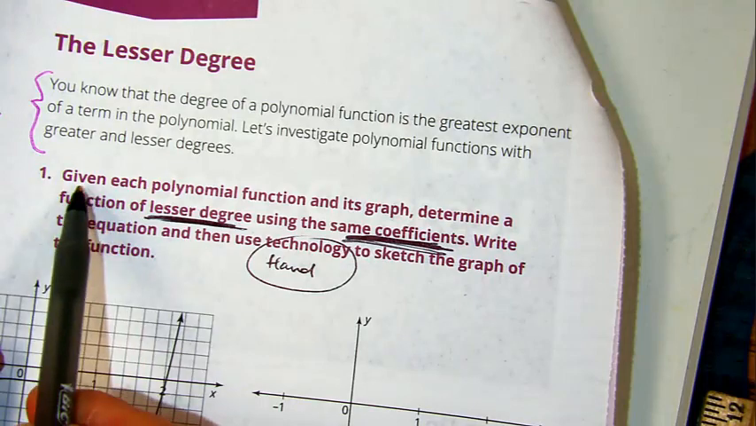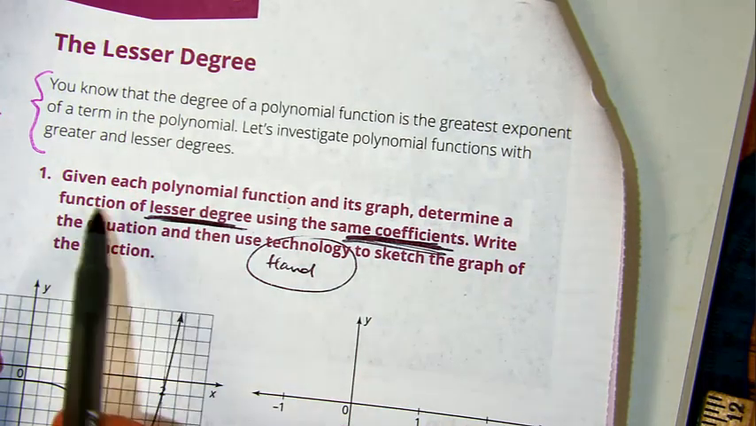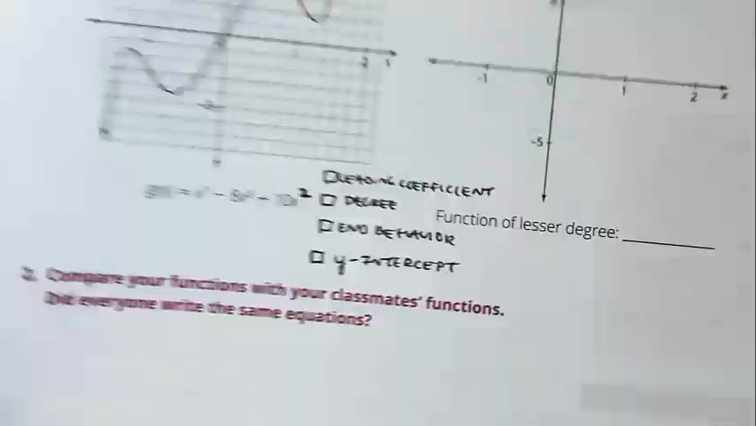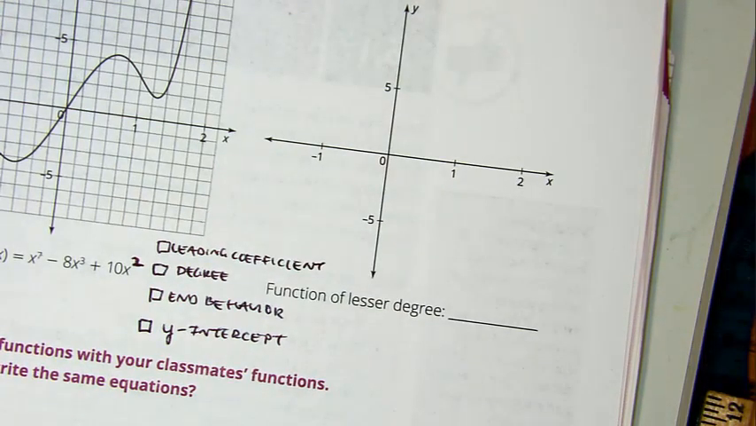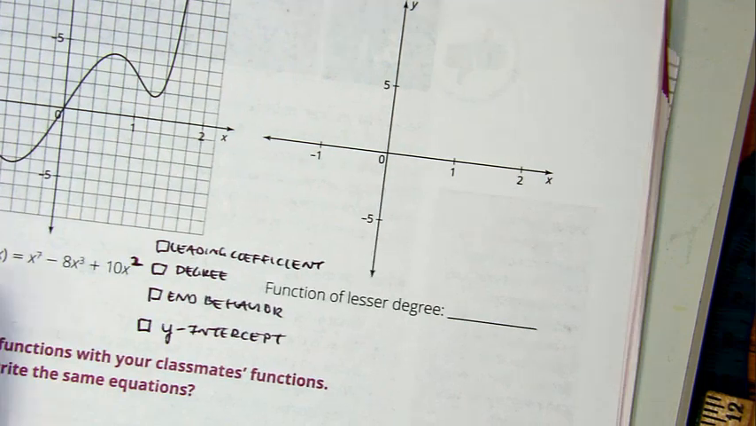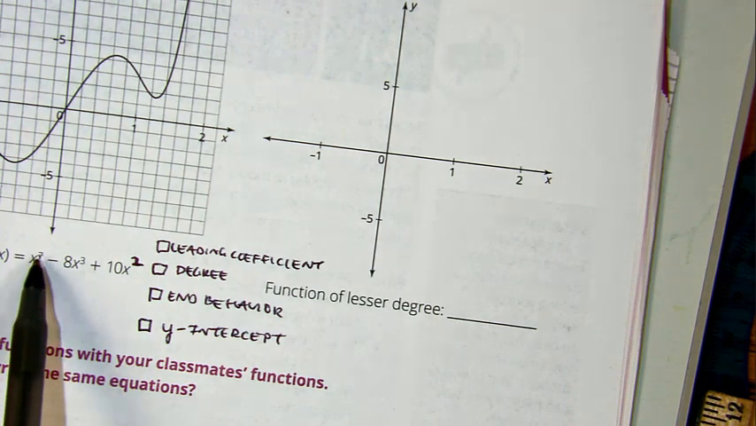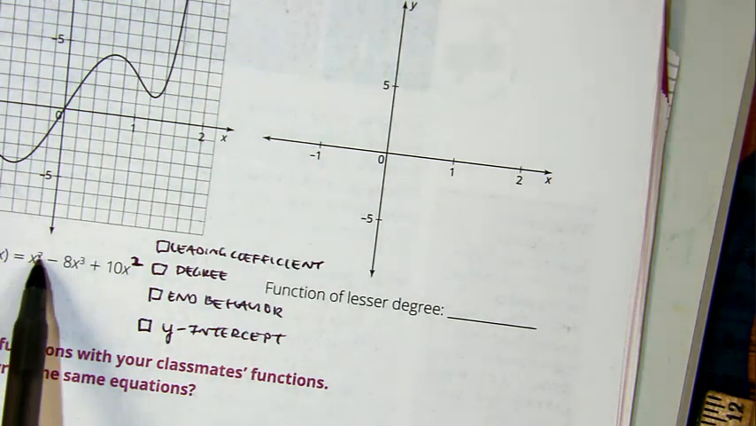Alright, so you're supposed to, given each polynomial function its graph, determine a function of lesser degree. So, on another page, put your finger on the highest degree. You should have your finger at a 7th. This is a 7th degree polynomial. So, lesser means minus 1.